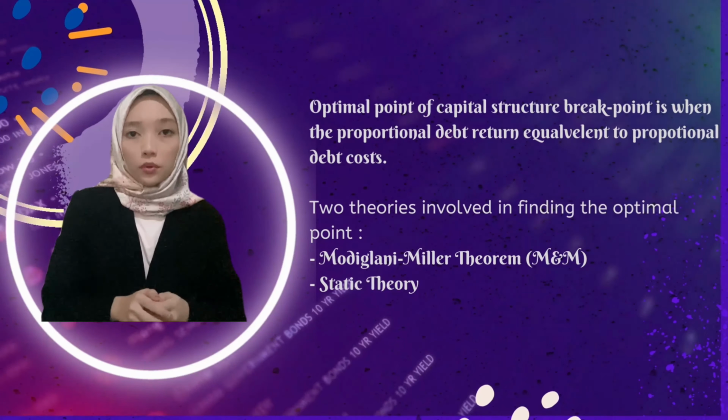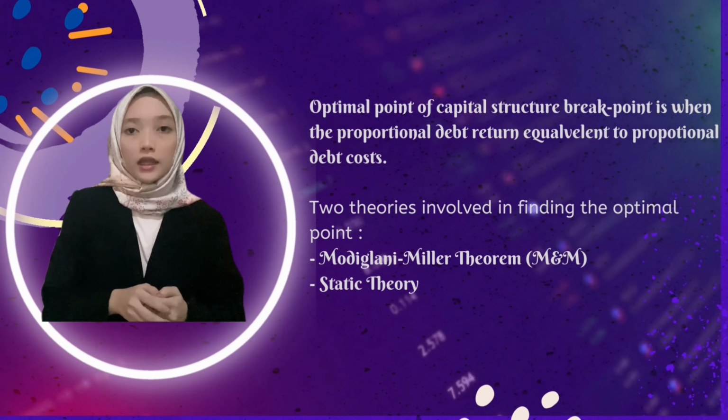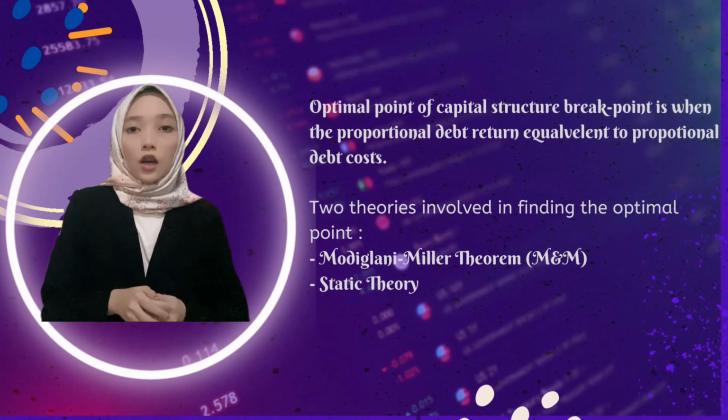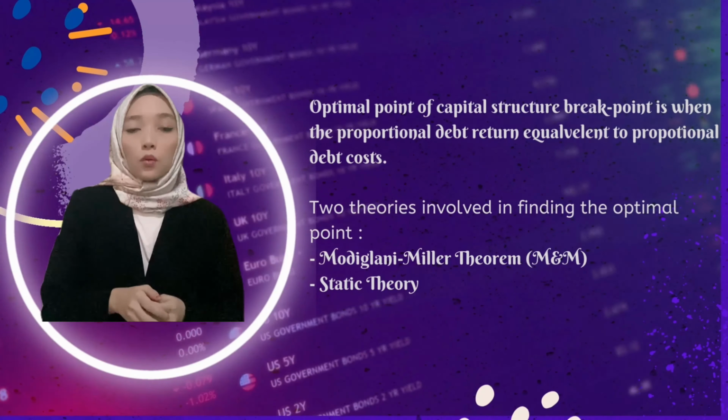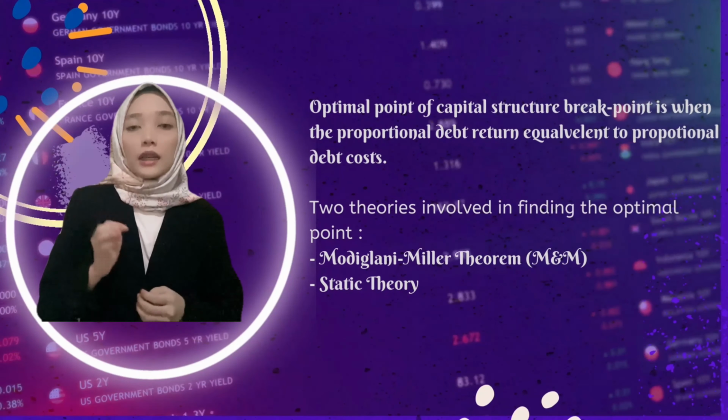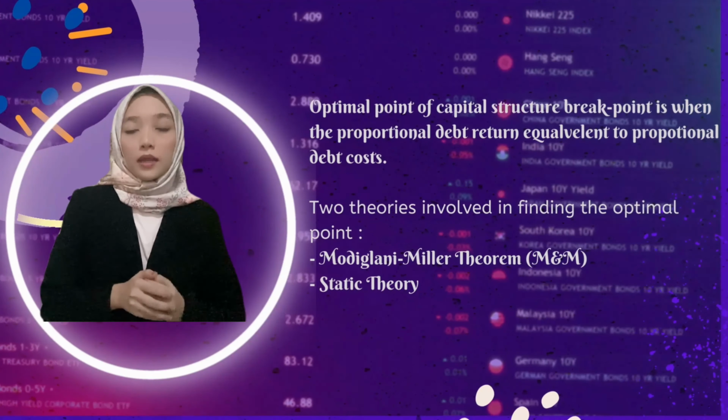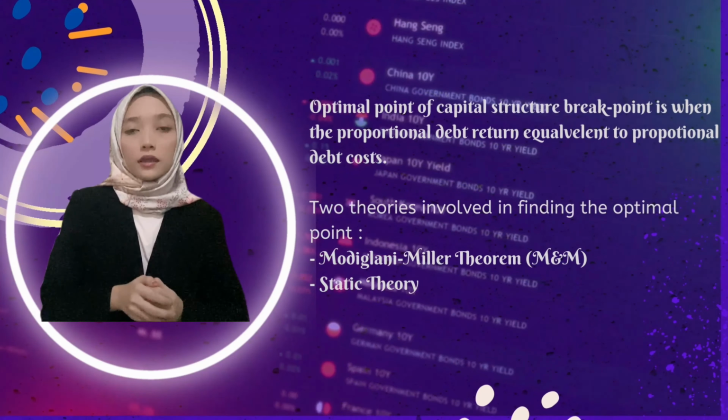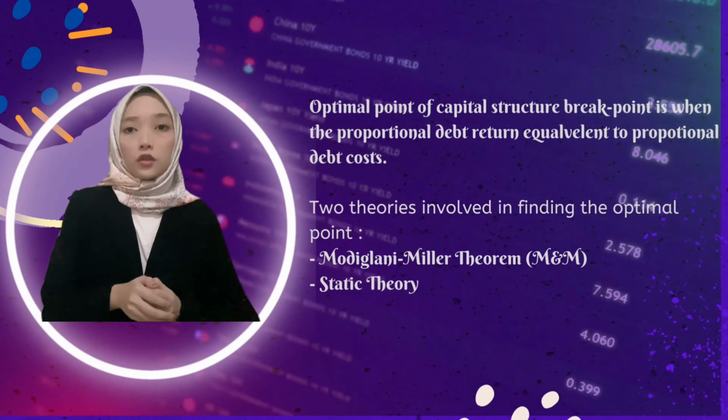There are two theories involved in finding the optimal point of capital structure, which are the Modigliani-Miller theory (MM) and the static theory of capital structure. The optimal capital structure is when there is a balance between the extra gain from the leverage and the additional financial cost. We will continue with our next presenter.